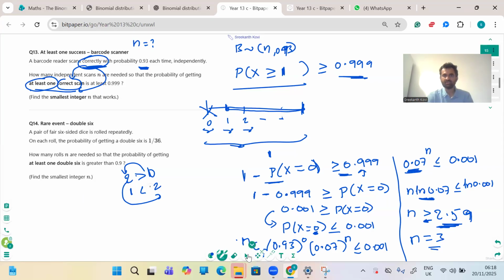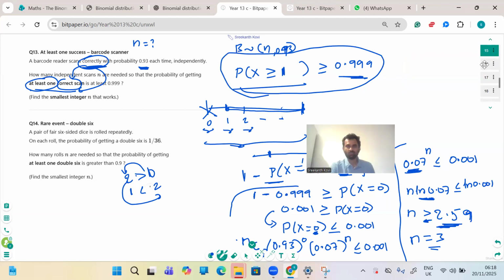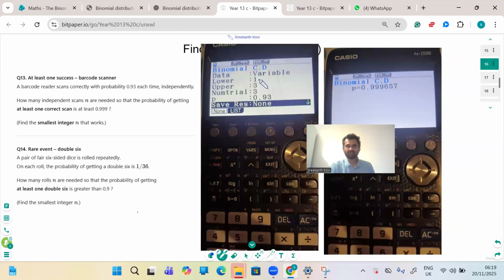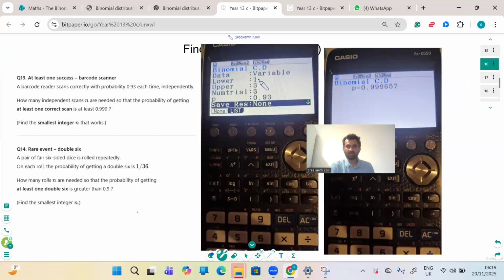Although you don't need full marks, if you need most of the marks, what you can do is, instead of doing all this calculation, go directly to your calculator. In your calculator, you're starting from 1, because x is greater than or equal to 1, so your lower value is 1, and you keep checking different values.